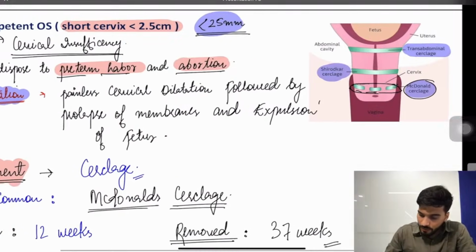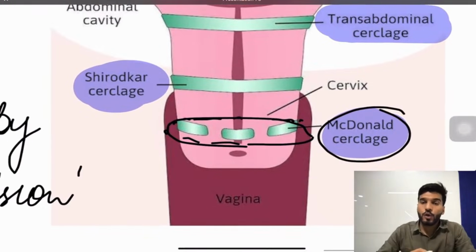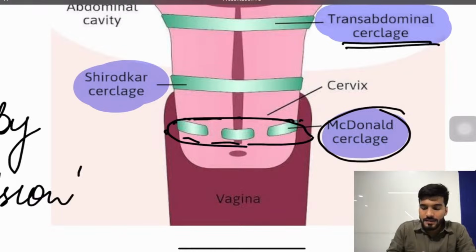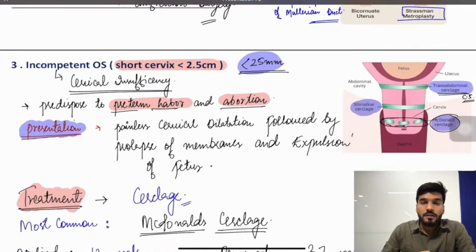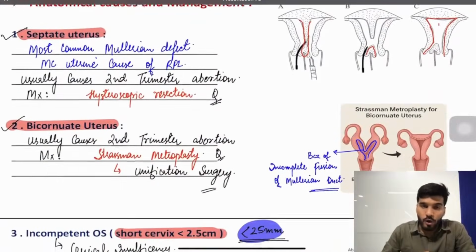Now my dear students, remember, in McDonald cerclage there is a possibility of a normal vaginal delivery, but when a patient has a trans-abdominal cerclage, what usually happens? Cesarean section. So how do we usually deliver then? Cesarean section. Is that clear? Is that clear to everyone? Yes? Is that clear? So it's all about the anatomical causes of abortion and management.